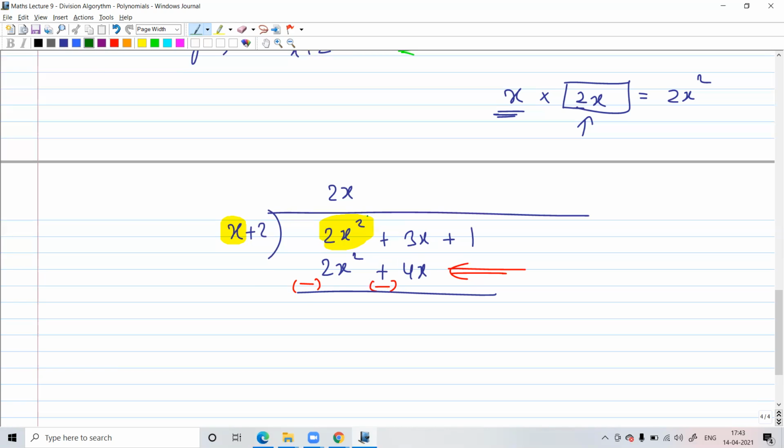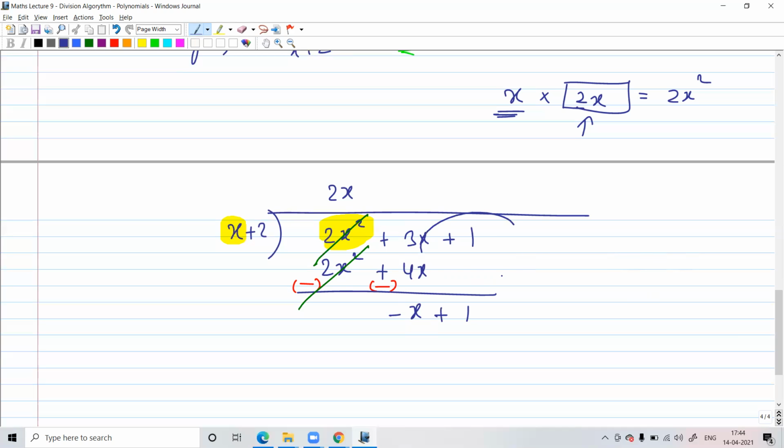2x square and minus 2x square will become 0. And 3x minus 4x, what should I write here? Minus x. It will be minus x. Minus 1x, sir. Yeah. You should not write 1 as a coefficient. Okay. When you don't write anything, that is what means 1. Okay. So minus x, and then write everything else.